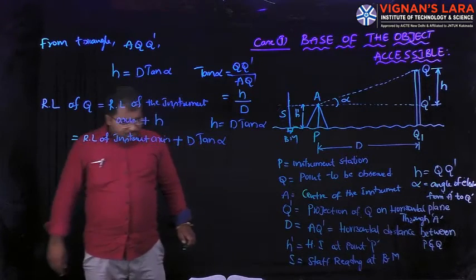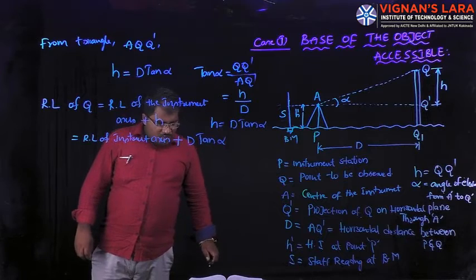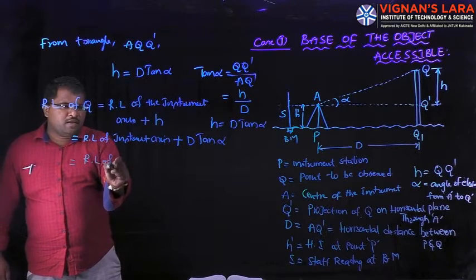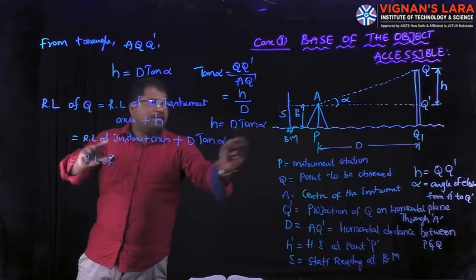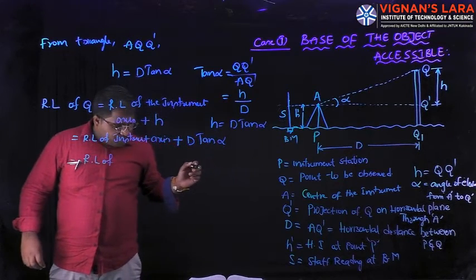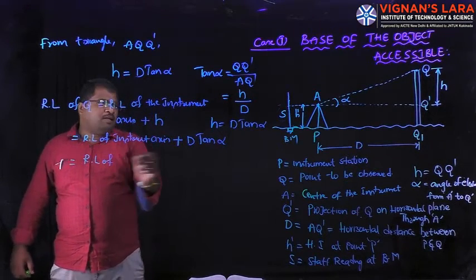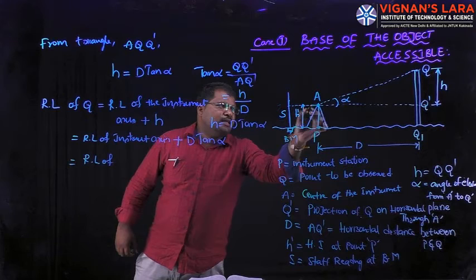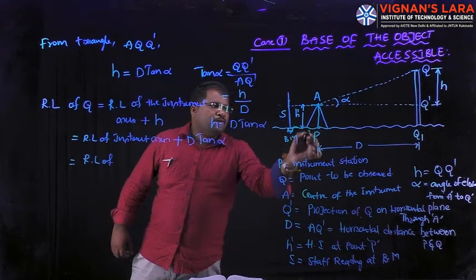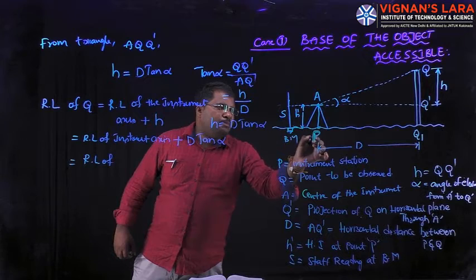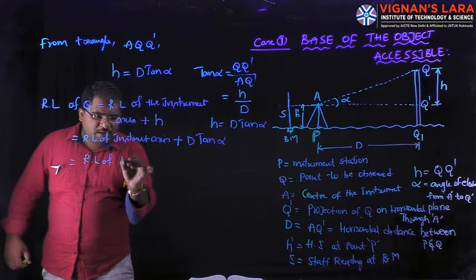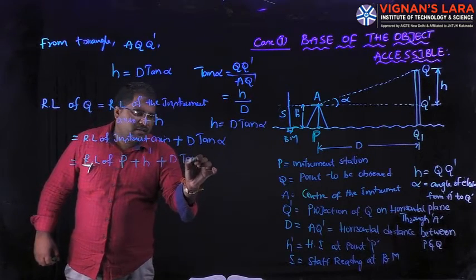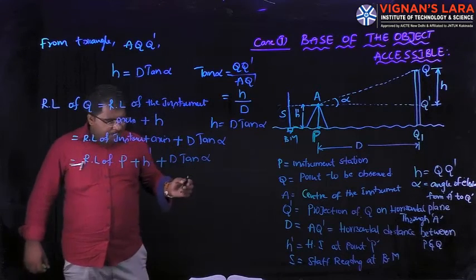So now RL of Q will be equal to RL of P, because the instrument is at point P. This is the RL of P. If you want to get the elevation of this particular point, RL of Q is RL of P plus H dash plus D tan alpha.